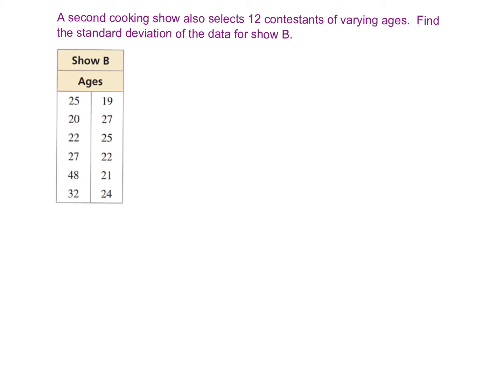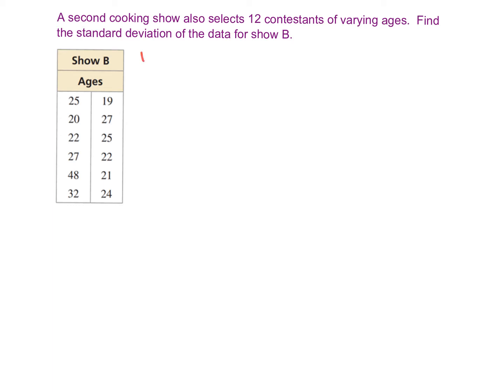So here we can see we have a second show. It also has 12 contestants, but the 12 contestants have different ages. So we're going to find the standard deviation of this show, and then we're going to actually compare the two shows and talk about what those standard deviations are telling us.